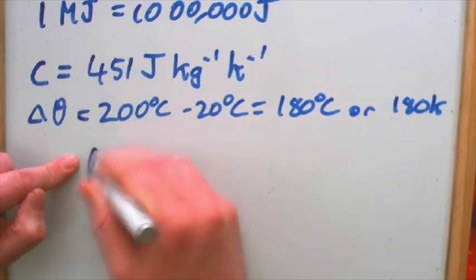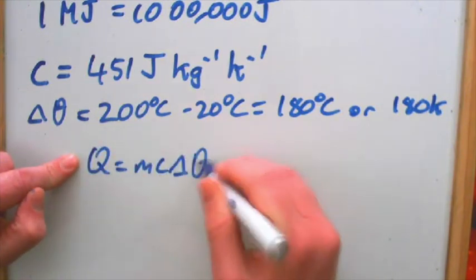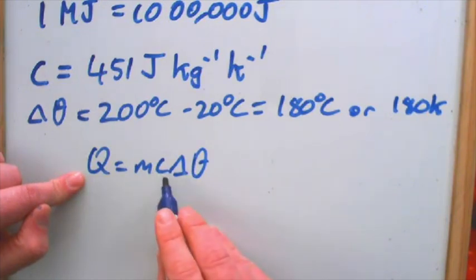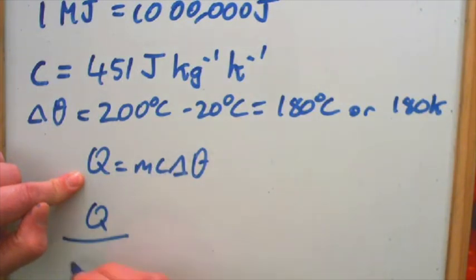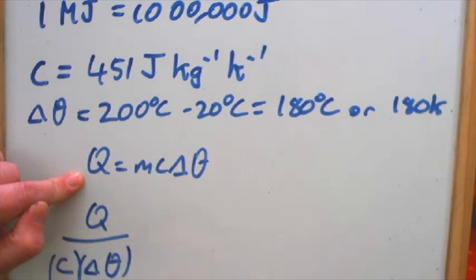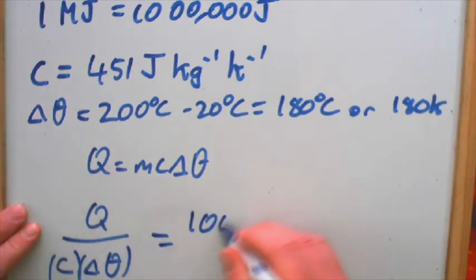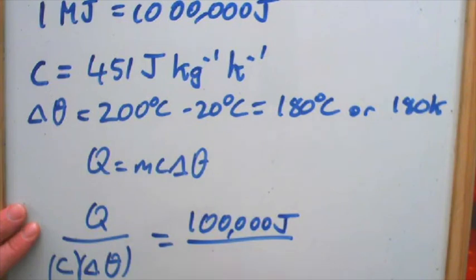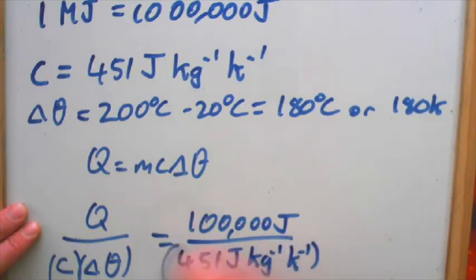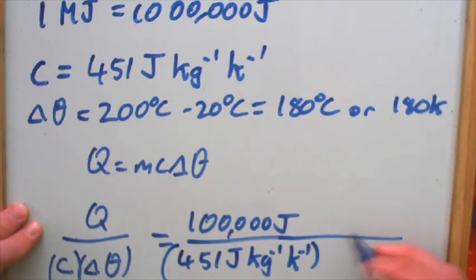So let's go back to our formula. We have Q is equal to m c times delta theta. Let's rearrange that, because this time we're looking for the mass. Let's get the mass on its own by dividing Q by the rest of it. So Q divided by the specific heat capacity times the change in temperature will give us our answer. So that's 1 million joules, which is the energy, divided by the heat capacity, which was 451 joules per kilogram per Kelvin, multiplied by the temperature difference, which was 180 Kelvin.